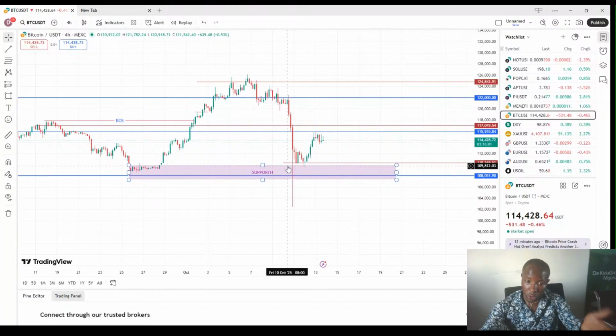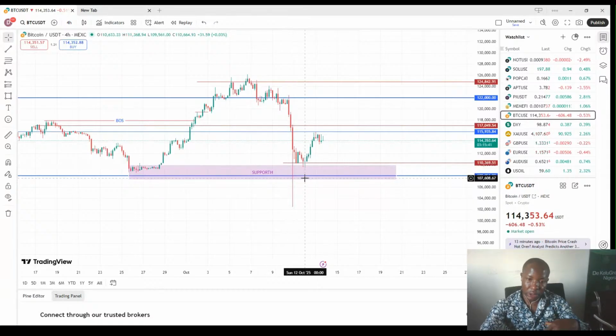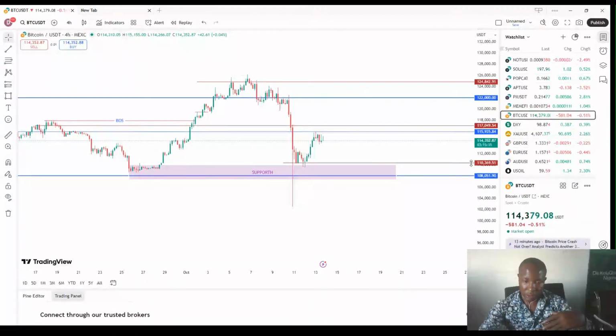So as you already know, everybody loses in the market, but the thing is that you should have an edge that will make you win more than you are losing. That is good business. When you are making more profit than your losses, then you are on the good side. But when your losses are far above your profits, that is when you are on the wrong side. You understand? So now let's continue.